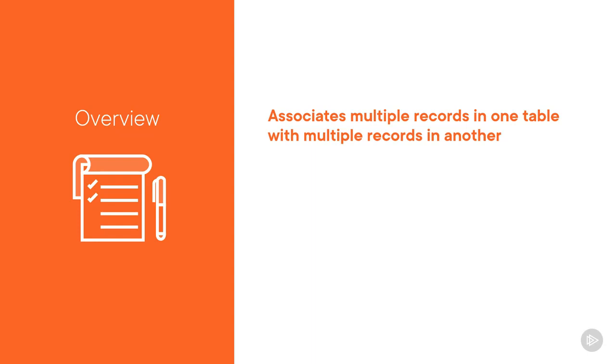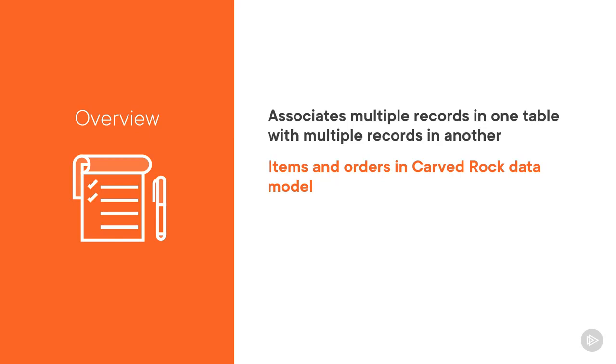In this module we'll explore the many-to-many relationship and which options exist for mapping this kind of relationship. To sum it up, a many-to-many relationship is a type of database relationship which associates multiple records in one table with multiple records in another. As you may remember from previous modules, we've already touched upon this type of relationship, and we've also seen it implemented in the form of the relationship that exists between items and orders in the CarvedRock data model.